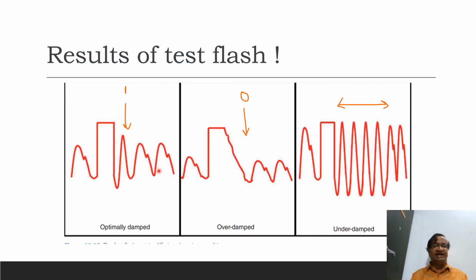This is optimally damped. Only one oscillation is there. Now here there are so many oscillations; this is under damped. Here there is nothing; it is over damped. So that is how the results of a fast flush look. It should have only one.